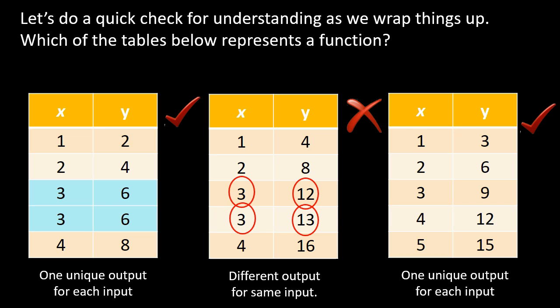The third table represents a function. The data could be identified as belonging to a function, and the rule could be written that we take the input and multiply it by 3 to get the output. We have one unique output for each input.